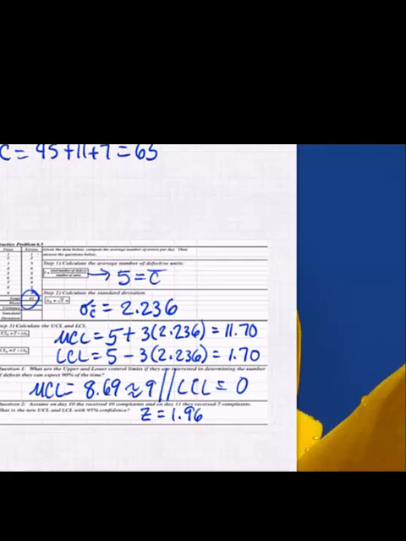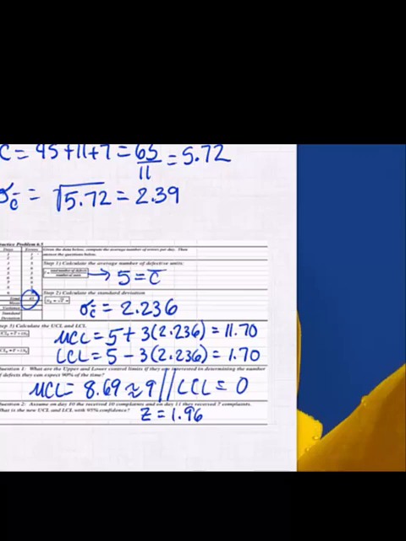Then we have to divide now by not 9 but 11 observations. So we're going to get 5.72. Now we have to make a new standard deviation of C bar by taking the square root of 5.72, which would be about 2.39. Now we can calculate this problem down here.